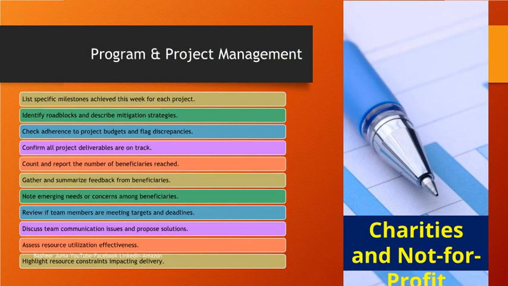Count and report the number of beneficiaries reached. Gather and summarize feedback from beneficiaries. Note emerging needs or concerns among beneficiaries. Review if team members are meeting targets and deadlines. Discuss team communication issues and propose solutions. Assess resource utilization effectiveness. Highlight resource constraints impacting delivery.